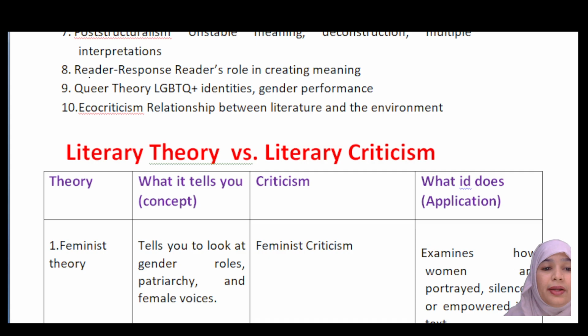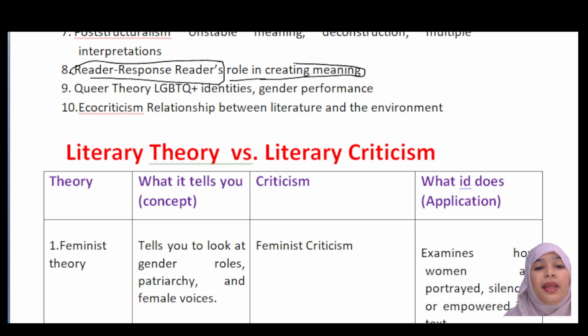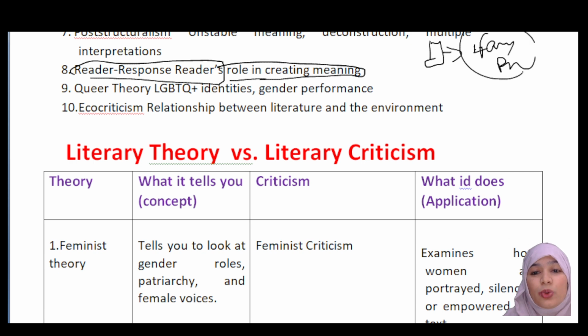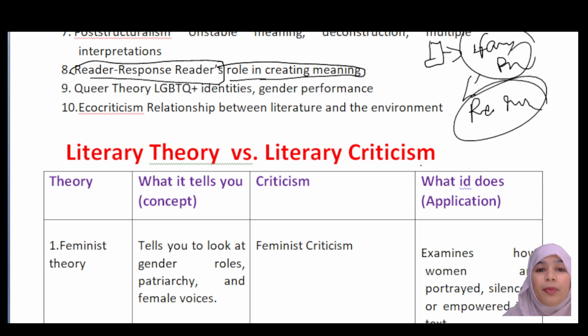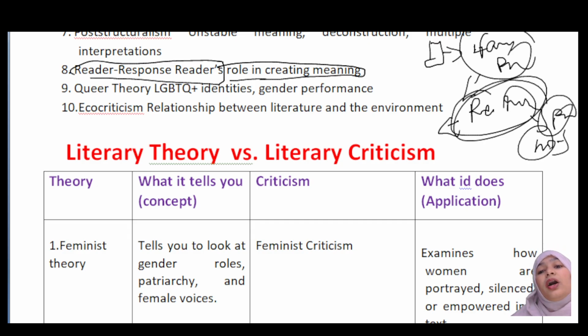Then what about reader's response theory? The role in creating meaning. If any work gets famous publicity, it is only possible through the readers' reviews. Getting my point? That is how readers also play a prominent role, just like the writer's work.